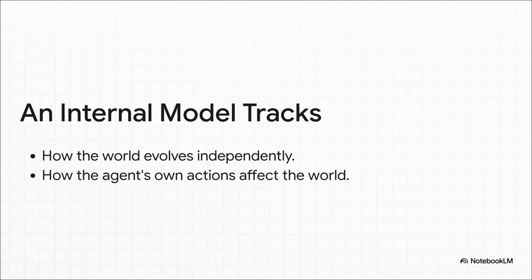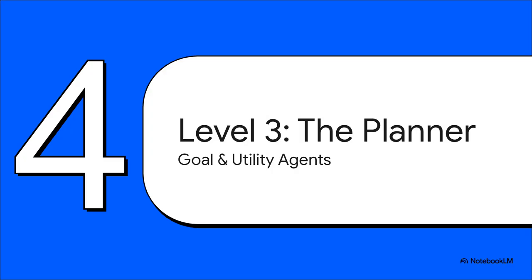Now, for this internal map to actually be useful, it has to track 2 really important things. First, it needs to understand how the world changes by itself, like another person walking into the room. But second, and this part is absolutely critical, it has to understand how its own actions change that world. It needs to know, if I move forward, my position on the map changes. This is the very beginning of something that looks a lot like self-awareness. So our agent can react and it can remember.